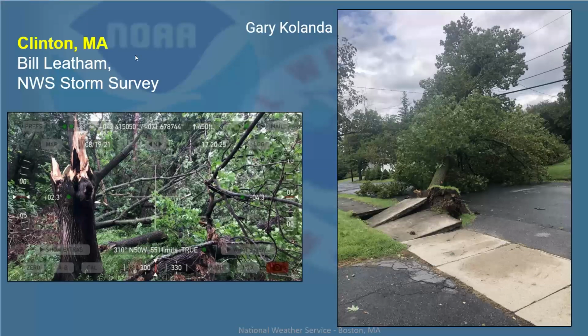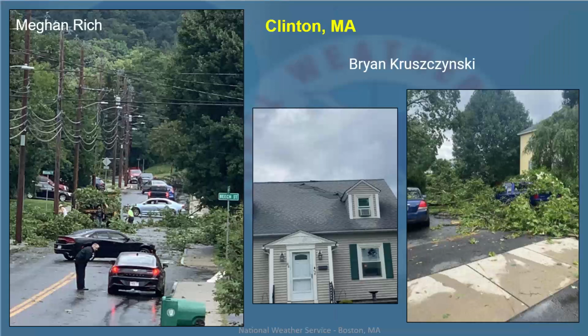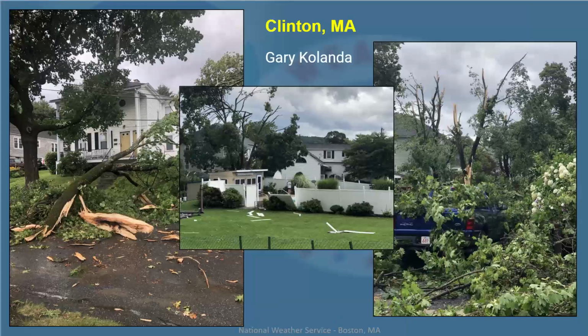And again, this is a picture from Bill. You can see quite a bit of tree damage there, and a rather big tree uprooted. And you can see the power lines down, and someone's roof got damaged. And there are more damage photos from Clinton, Massachusetts.